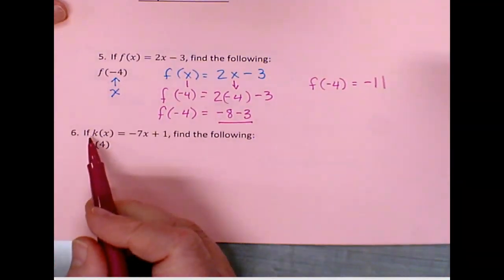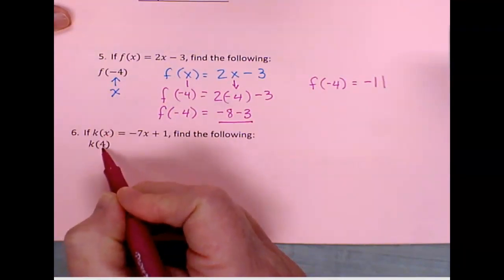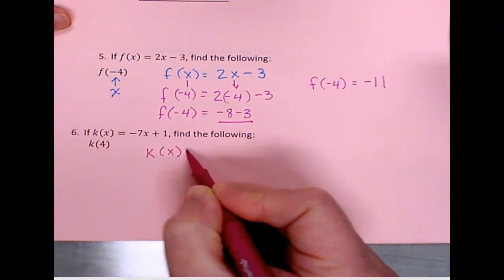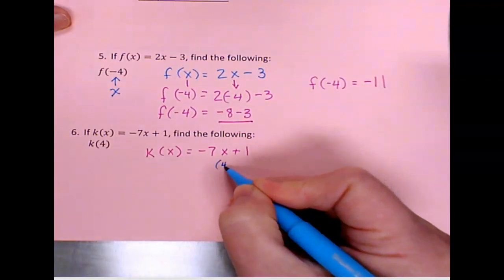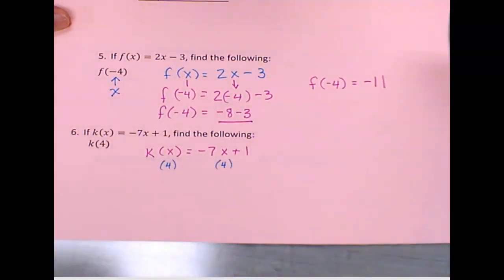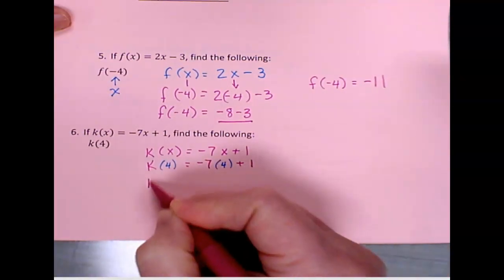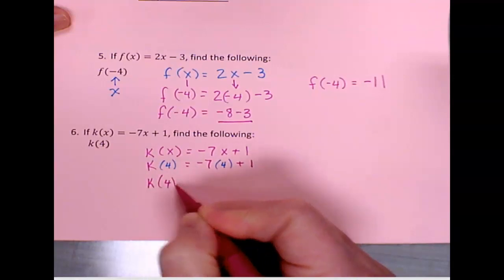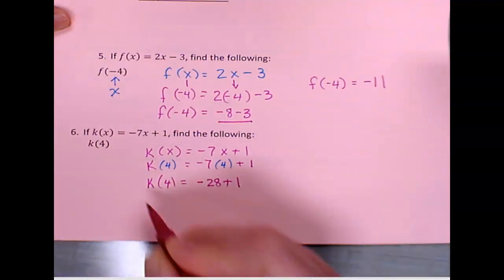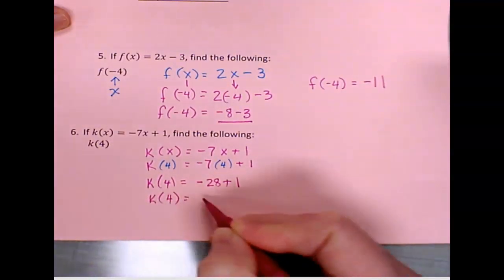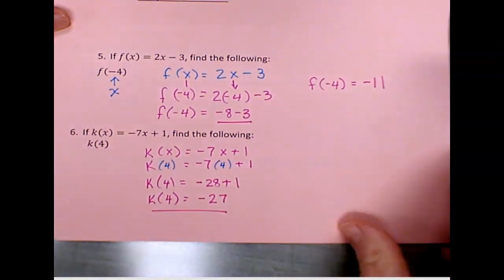This function is called k, and this tells me in place of the x, when I have this function, in place of the x, I'm going to put a 4. And I'm going to solve out this side. So this is going to be negative 28 plus 1. That is the answer.